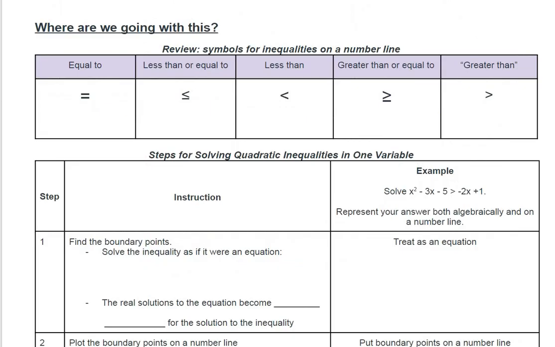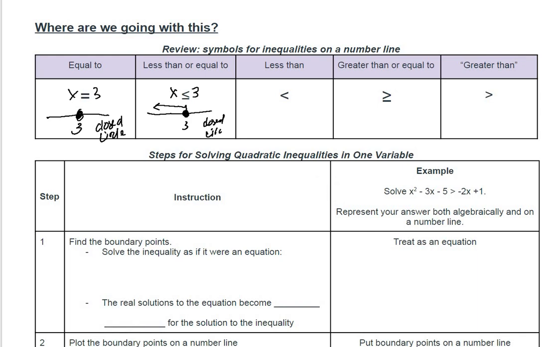As a quick review, let's go over what these symbols mean for graphing inequalities, because we need to be able to do that. Equal to. Let's say I'm doing x is equal to 3. That's a closed circle at 3, to show you that that's the solution. Less than or equal to. X is less than or equal to 3. Well, 3 is part of my solution, but I can also include everything to the left of 3, because x could be equal, closed circle, or less.